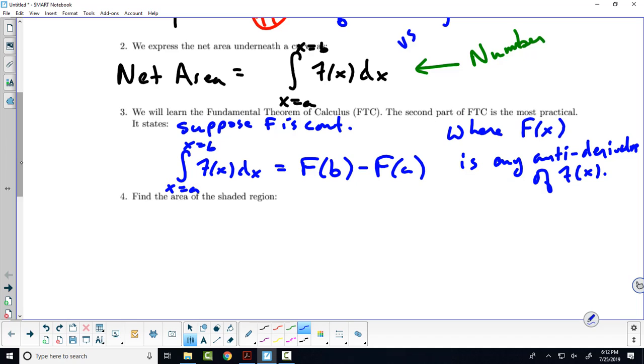It turns out that continuity is more than we need. We can relax that a little bit, but we're not going to worry about that at all. That's for another time.